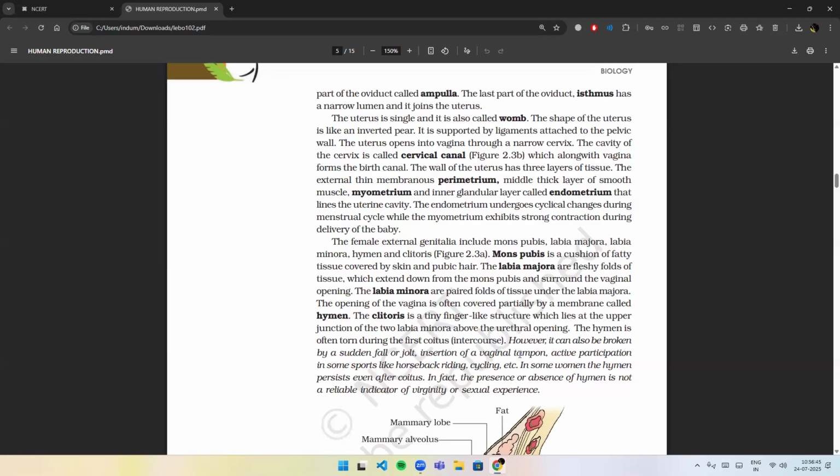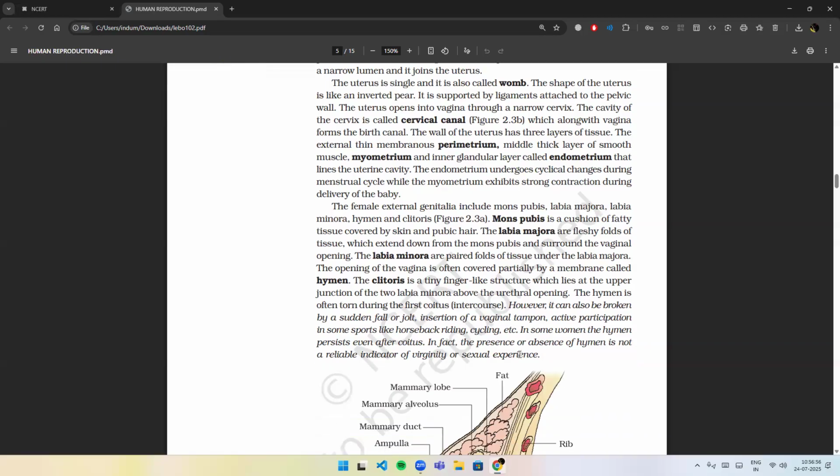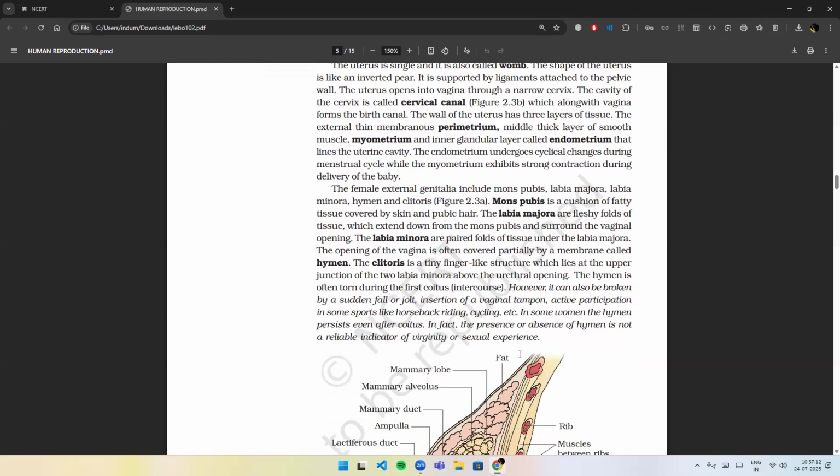the baby. The female external genitalia include the mons pubis, labia majora, labia minora, hymen, and clitoris. Mons pubis is a cushion of fatty tissue covered by skin and pubic hair. The labia majora are the fleshy folds of tissue which extend down from the mons pubis and surround the vaginal opening. The labia minora are paired folds of tissue under the labia majora. The opening of the vagina is often covered partially by a membrane called the hymen.